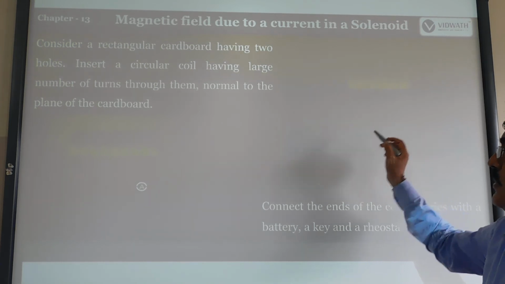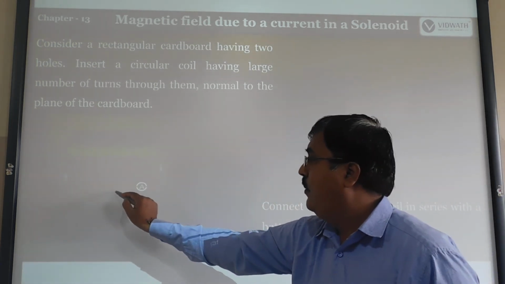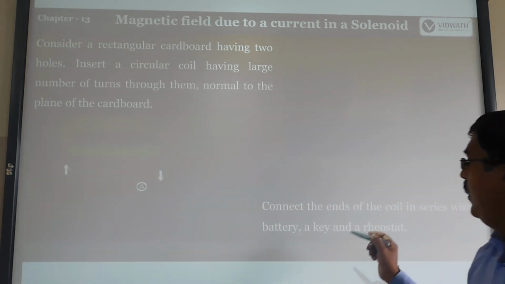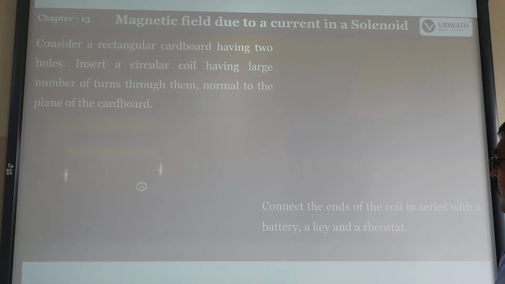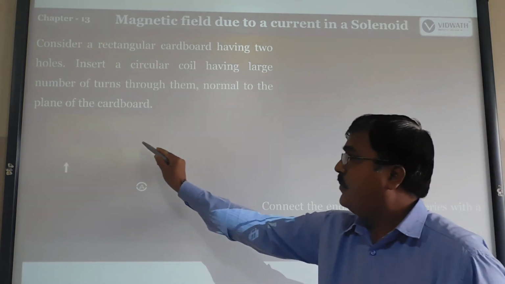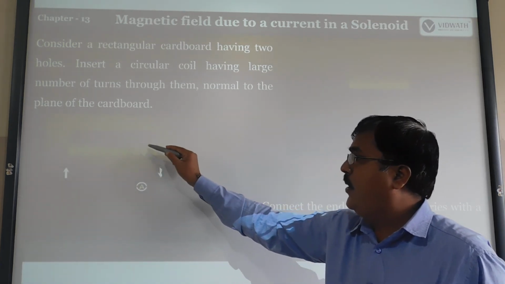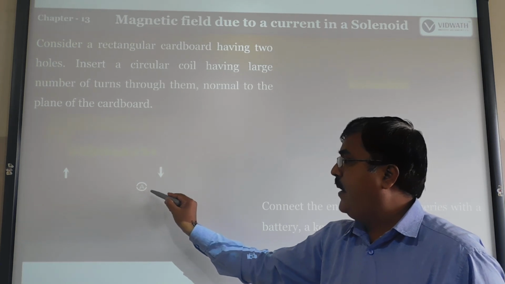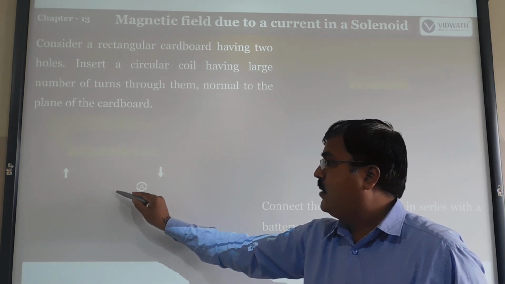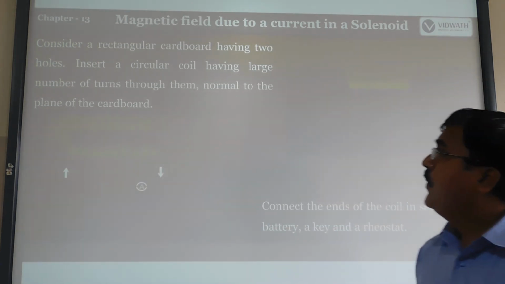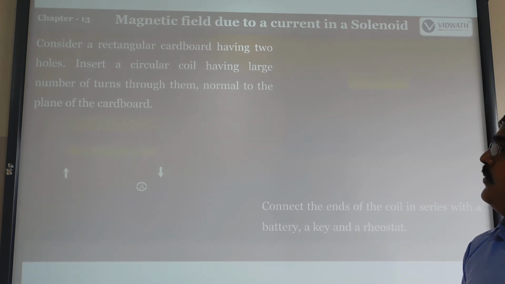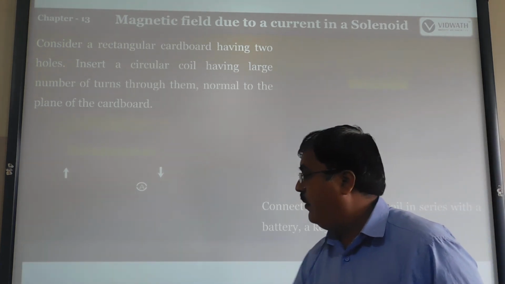Connect these two ends to a battery and also a plug key. Connect the ends of the coil in series with a battery, key and also a rheostat. This is the cylinder, and this is the number of turns of the coil. The current should pass through the ammeter, battery and plug key. The circular coil having a large number of turns is normal to the cardboard, and all of these are connected in a series combination. So then what happens?